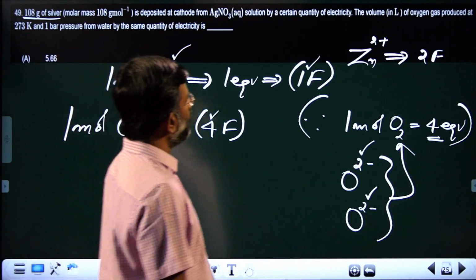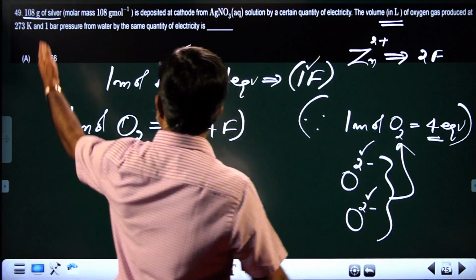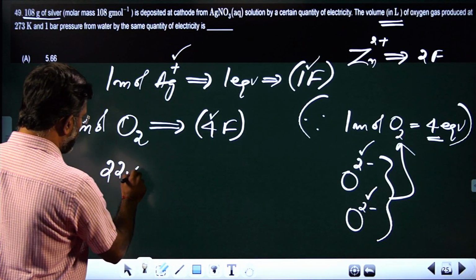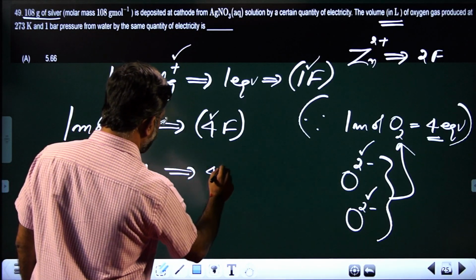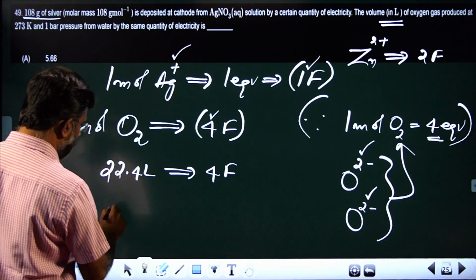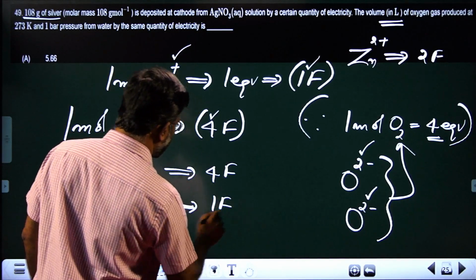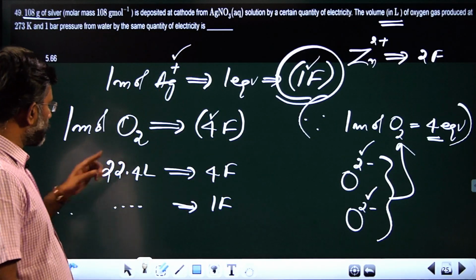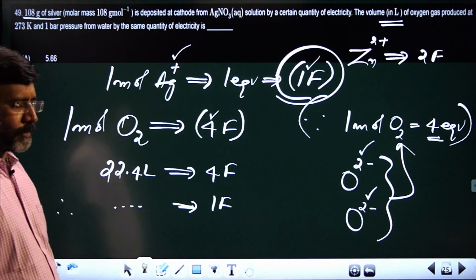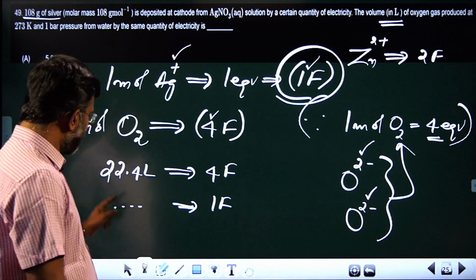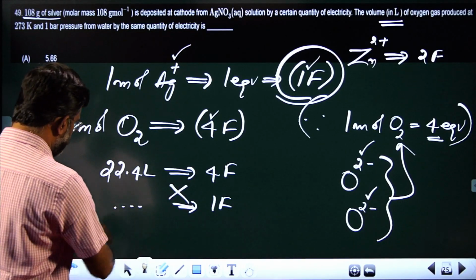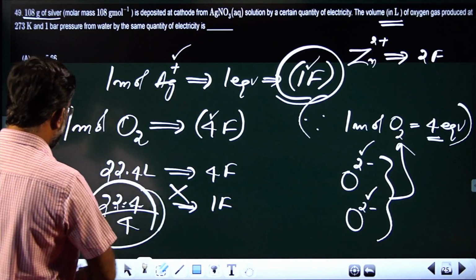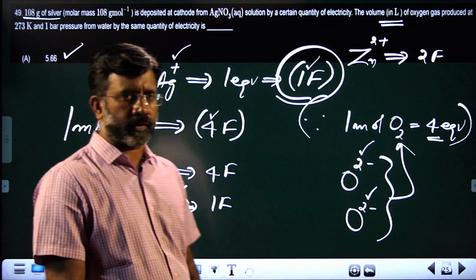So what is the point here? Volume in liter at STP. You see, to get 22.4 liter, you need 4 Faraday. Therefore, how much liter will you get if it is 1 Faraday? The quantity of electricity is 1 Faraday. With 4 Faraday, you can get 22.4 liter. For 1 Faraday, how much is it? It is divided by 4. 22.4 divided by 4 will take you to the answer 5.6 liters.